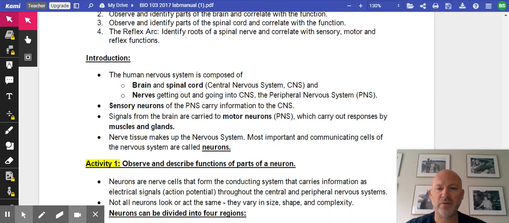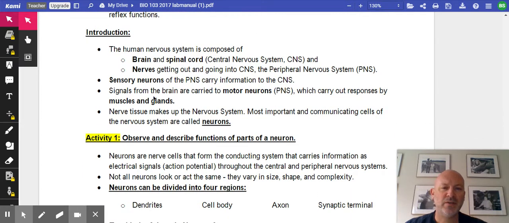All right, so in the introduction, just some information: the nervous system is made up of what's called the central nervous system, and that includes everything right down the middle. So that's the brain and the spinal cord. Everything else includes all the nerves of the body, and the nerves extend out from the brain and spinal cord. We would refer to those nerves as being part of the peripheral nervous system.